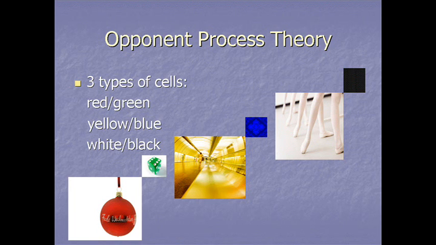The red-green cells increase their firing when red is present, but decrease when green is present. The yellow-blue cells increase their firing when yellow is present, but decrease when blue is present. And the white-black cells increase their firing when white is present, but decrease in the absence of light.